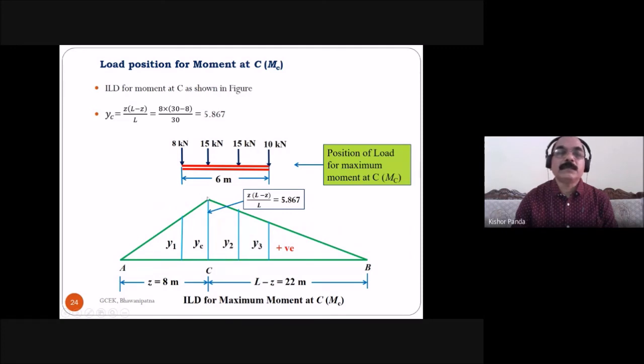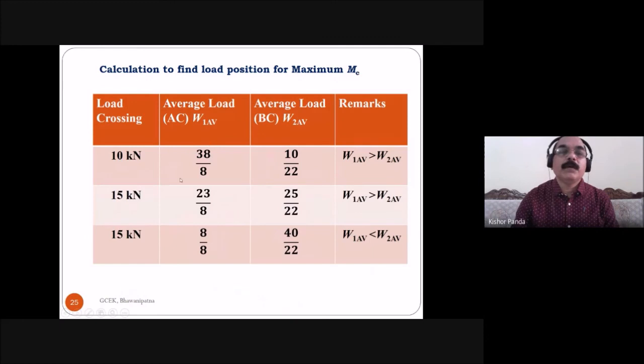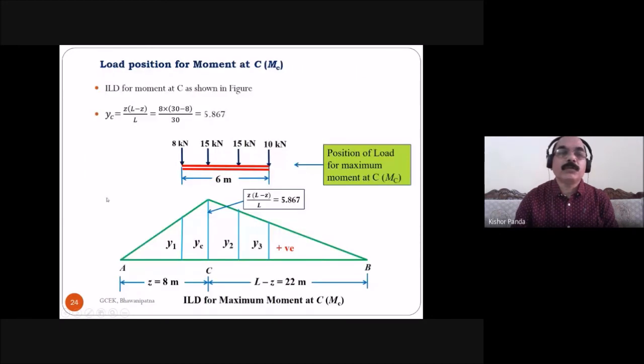In this case, because 10 kilonewton is on the right side and the other 3 loads are on the left side, this 3 load is on the left side, and this 1 load is only on the right side. So in this situation, find out the average load on the right side and the average load on the left side of the section. So when the 10 kilonewton load is crossing, the average load on this side is, because this is present and this is present, 15 plus 15 plus 8, 38 divided by 8.